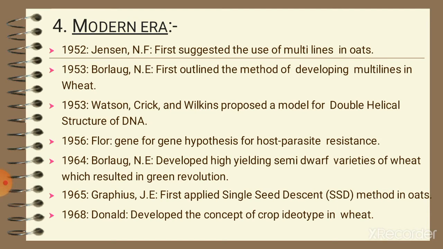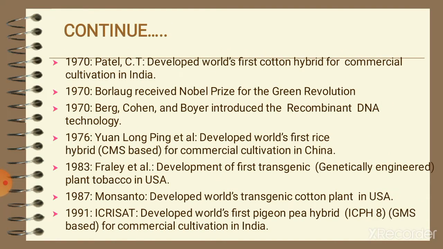In 1965, Brim J.E. first applied the single seed descent method in oat crop. In 1968, Donald developed the concept of crop ideotype in wheat. In 1970, Patel C.T. developed the world's first cotton hybrid for commercial cultivation in India, and hence Patel C.T. is called the father of hybrid cotton. In 1970, Borlaug received the Nobel Prize for the Green Revolution.